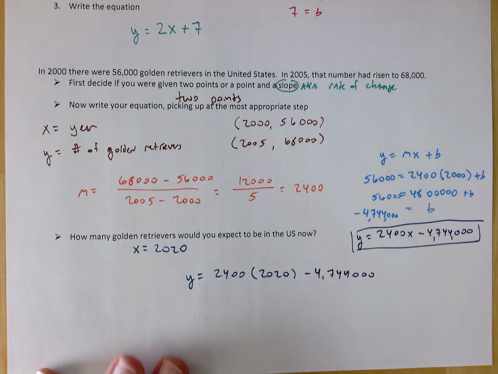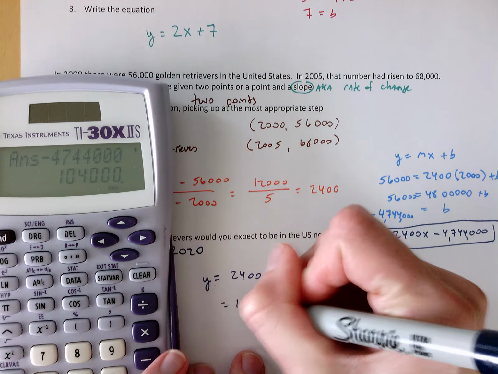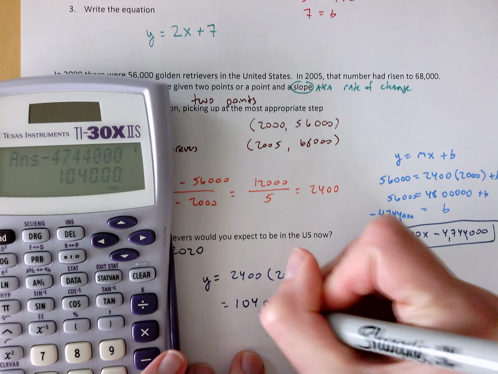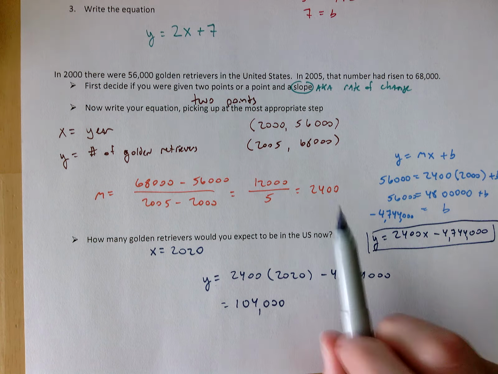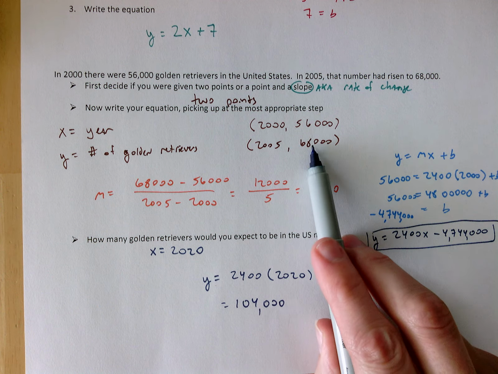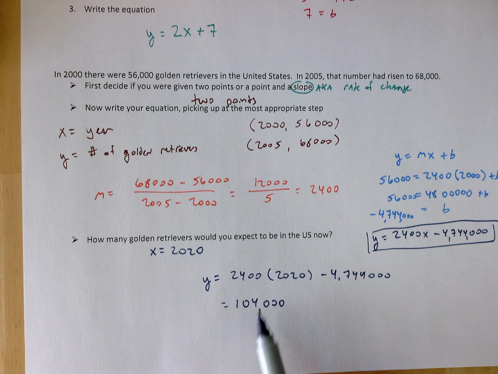All right, and then I'm just going to throw this into my calculator. So 2,400 times 2020, and then minus this 4,744,000. And it works out to about 104,000. Okay. And you can sort of do a check. Does that make sense? Well, we were at 68,000. We're adding 2,400 a year for 15 years. So yeah, that seems ballparky, like it would be right.